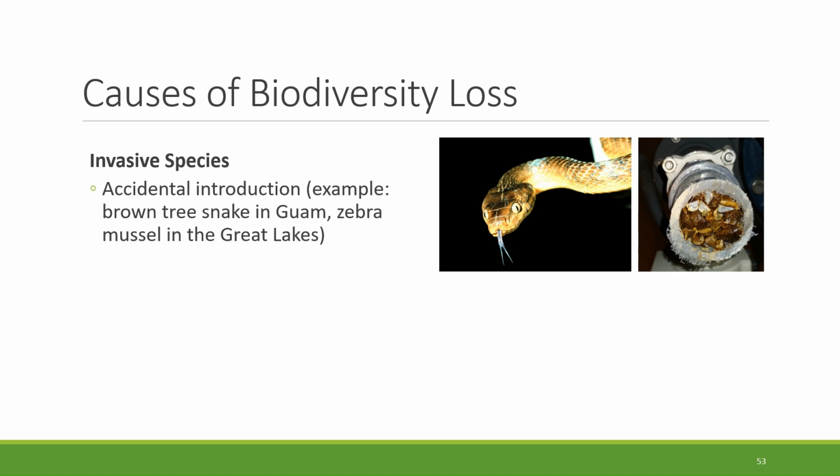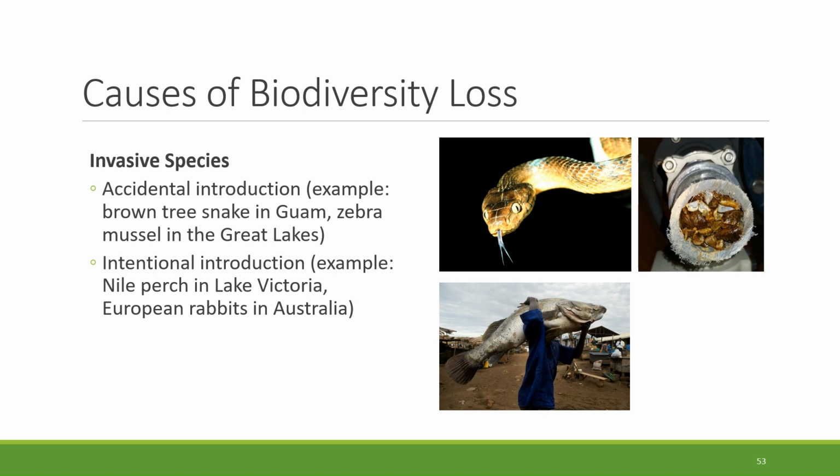Then there's intentional introduction of invasive species. This also happens. Some examples we've already mentioned in this lecture are the introduction of the Nile perch, which is shown in this photo, into Lake Victoria in Africa, which led to the devastation of the native cichlid fish. European rabbits were also brought to Australia, and they dramatically altered the landscape through their consumption of the plants there. And in both of these cases, the species was introduced with the intention that humans would be able to hunt and fish for them, but the move seriously backfired.